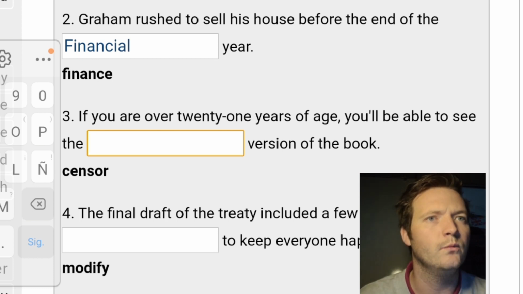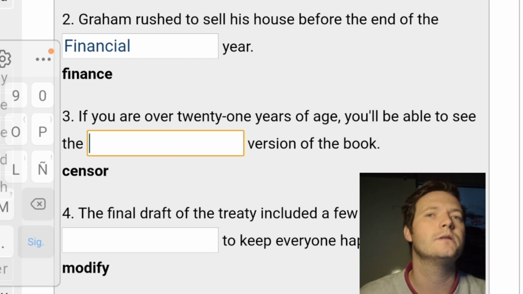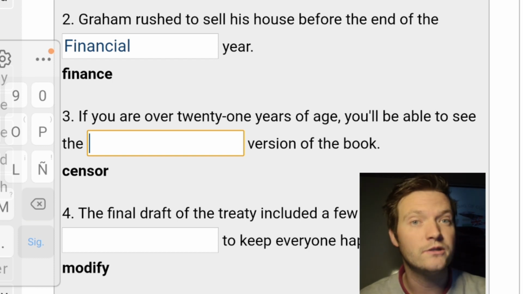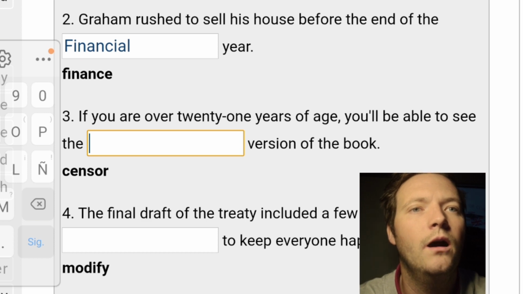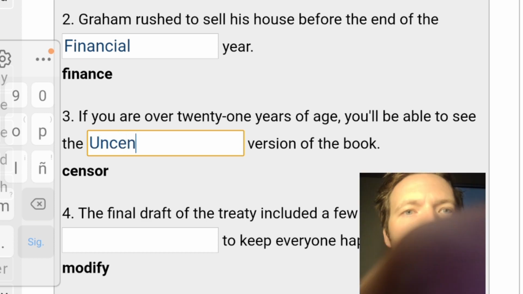If you are over 21 years of age, you'll be able to see the censor version of the book. Right, so this is the version that doesn't have any censorship. So it's the uncensored.